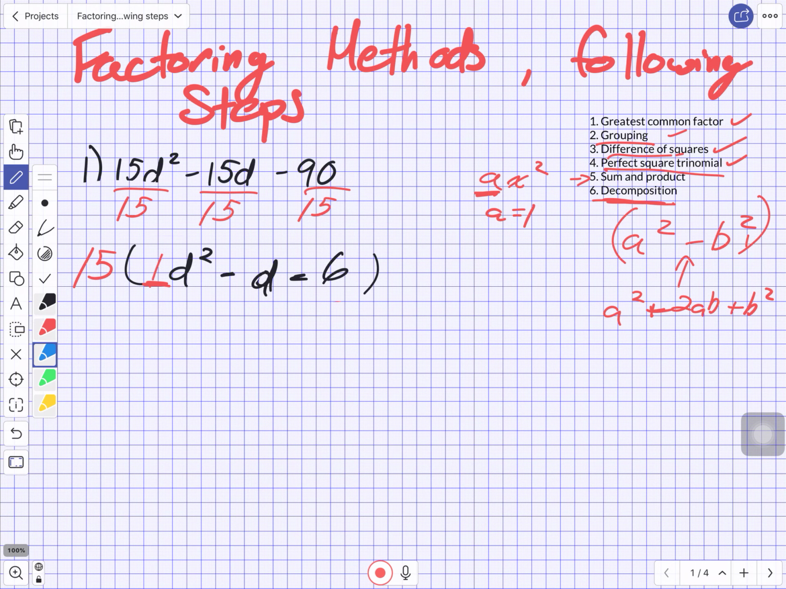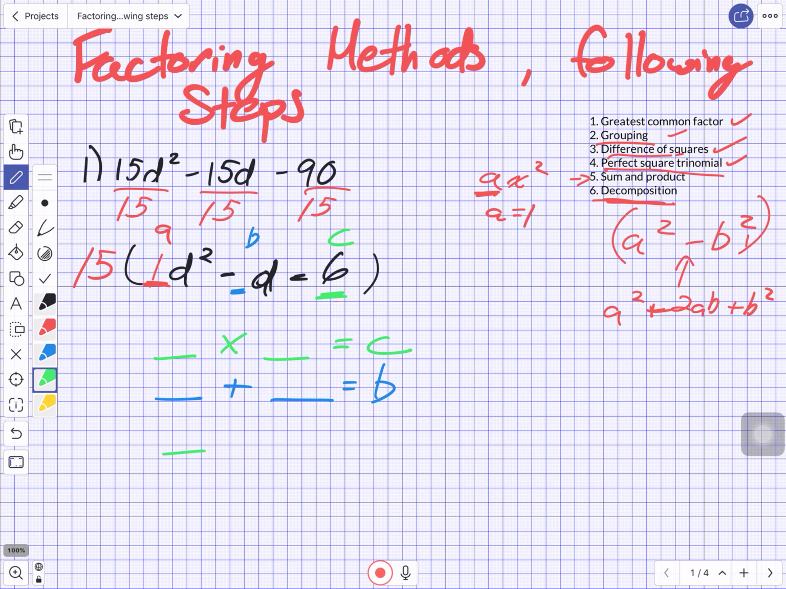So sum and product works where I'm going to name these coefficients really quickly. We're going to call this one A, this coefficient B, and this constant, because there's no variable there, C. And we're going to look for 2 numbers that multiply to C, and those same 2 numbers are going to add up to the coefficient B.